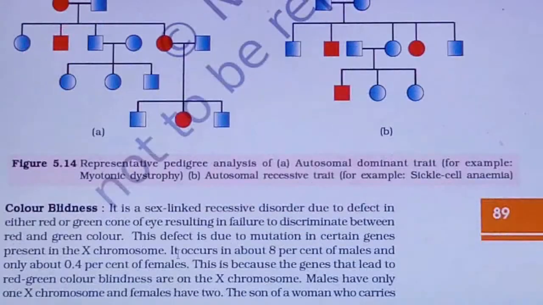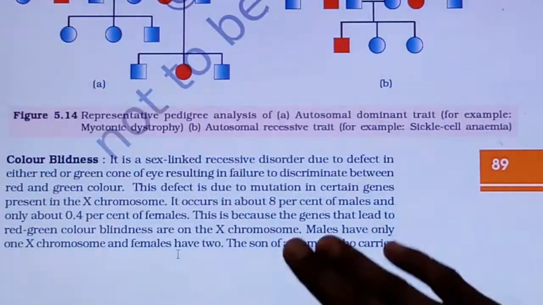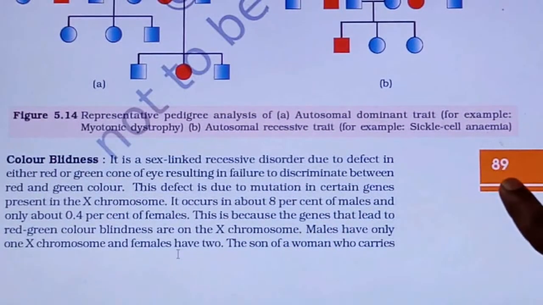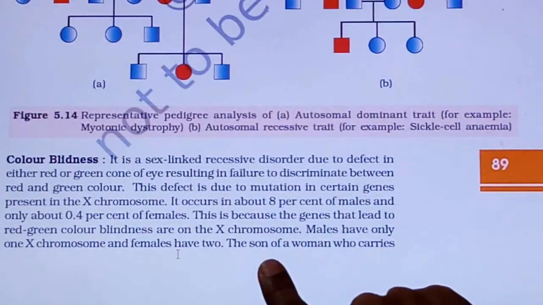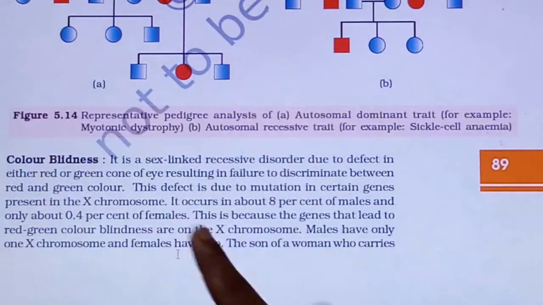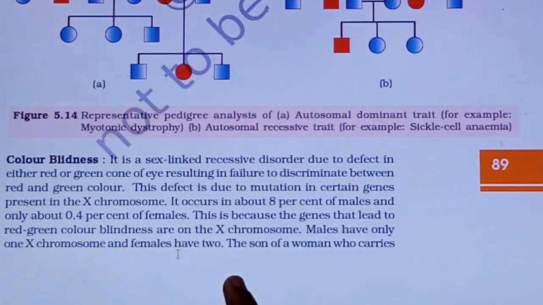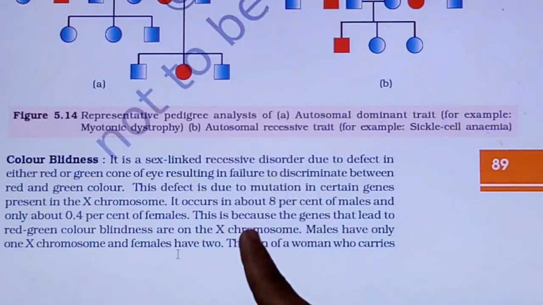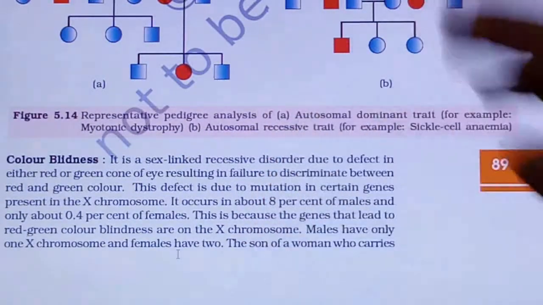Now the next point, color blindness. This is one more disorder, on page number 89. In color blindness, how it is inherited into the next generation and what is the reason for the color blindness. All these points will be asked for 3 marks.